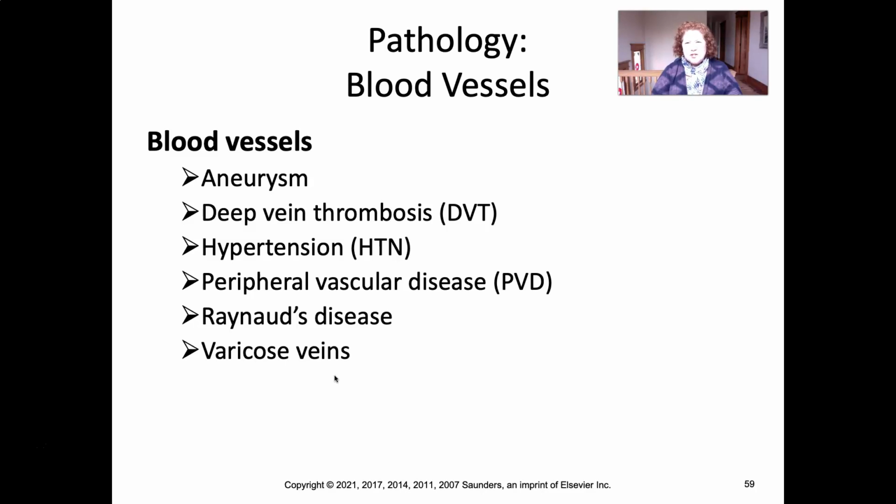Hypertension, high blood pressure, peripheral vascular disease. This can happen where the blood is not flowing to and from all the way down through the legs primarily the way that it should, which can cause some necrosis and some other tissue damage. Raynaud's disease, those cold fingers and toes. Varicose veins, all things that you can look in your book for more information on, or you can research if you want to Google.